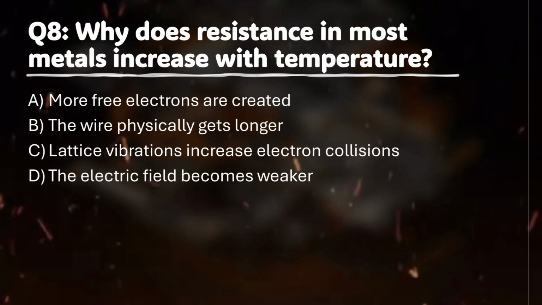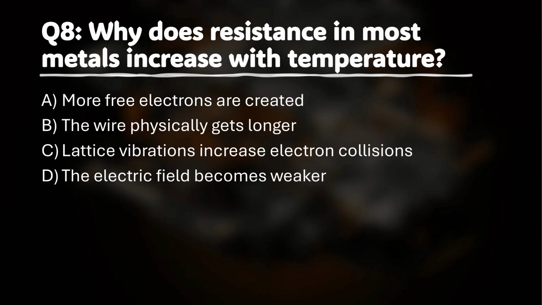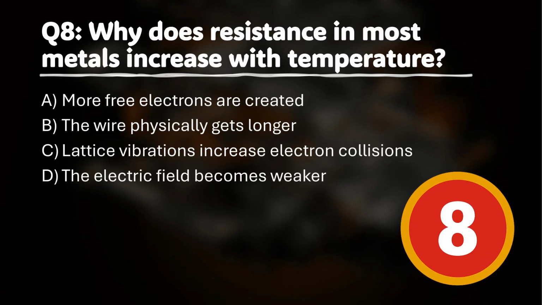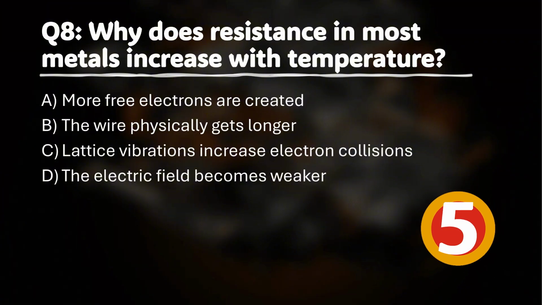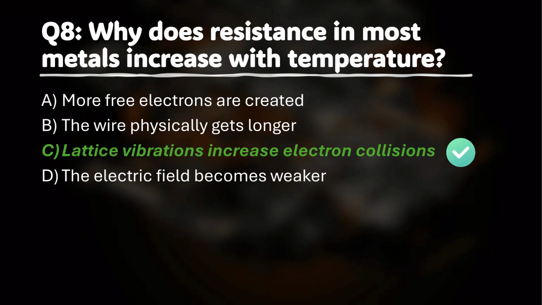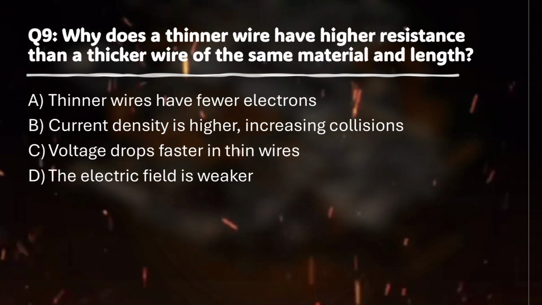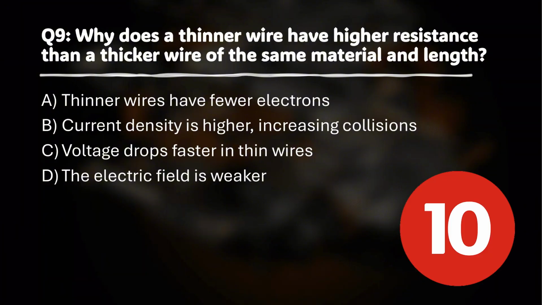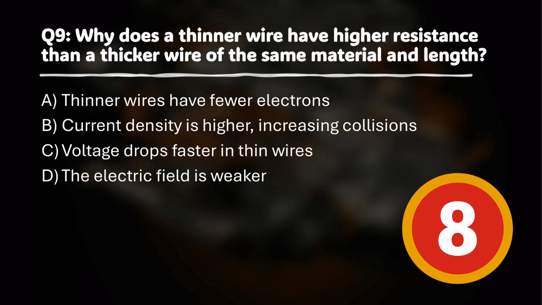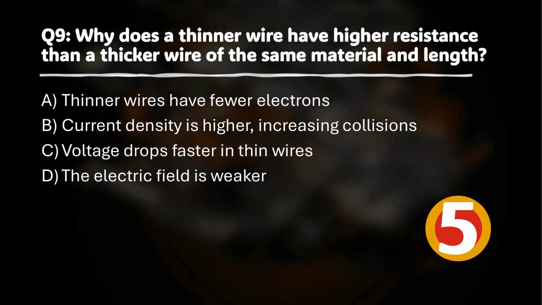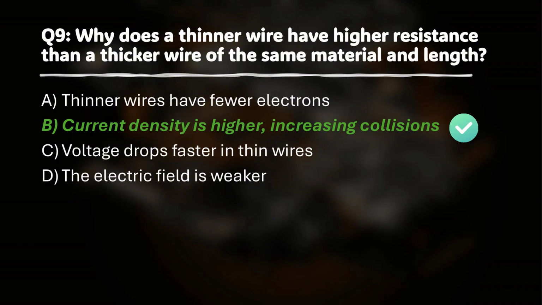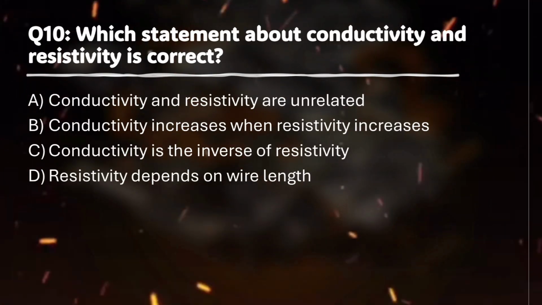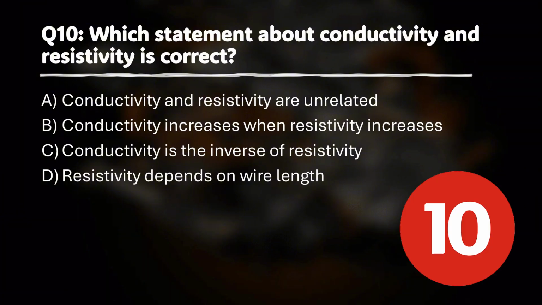Question 8. Why does resistance in most metals increase with temperature? Question 9. Why does a thinner wire have higher resistance than a thicker wire of the same material and length? Question 10. Which statement about conductivity and resistivity is correct?